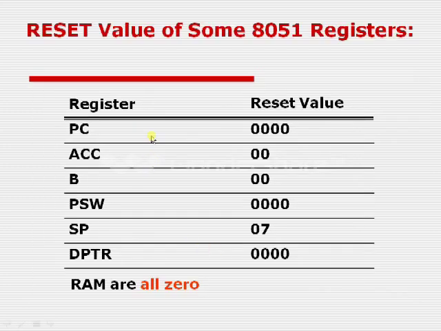Now these are all the registers which are defined to specific values whenever the processor is in reset state. That is, program counter will be initialized to 0, accumulator will be initialized to 0, B register would be initialized to 0, program status word will be initialized to 0, stack pointer will be holding 7, and data pointer will be holding zeros, and all the locations inside the RAM will be filled up with zeros.